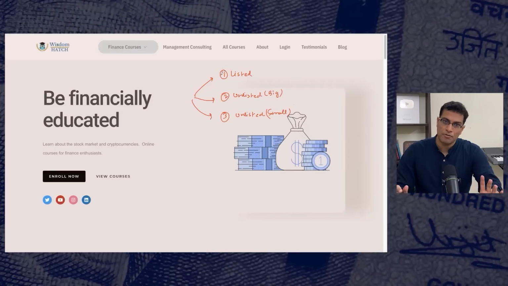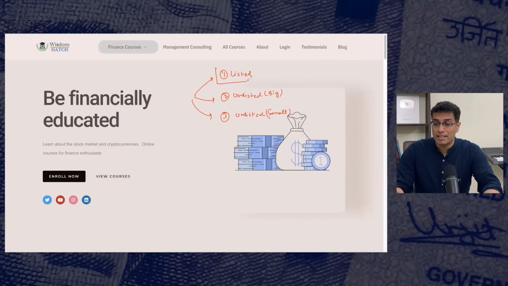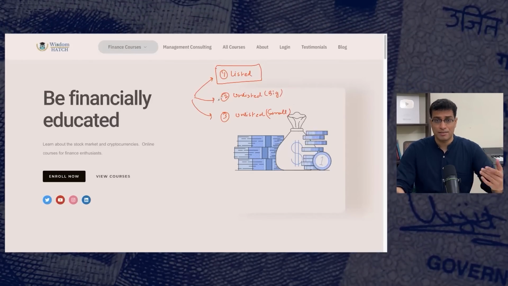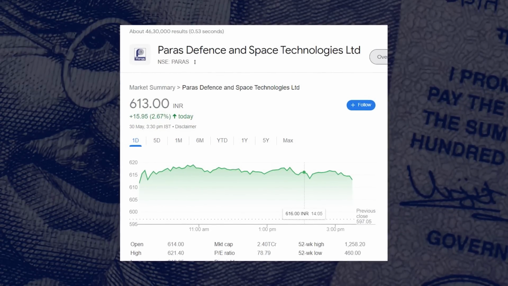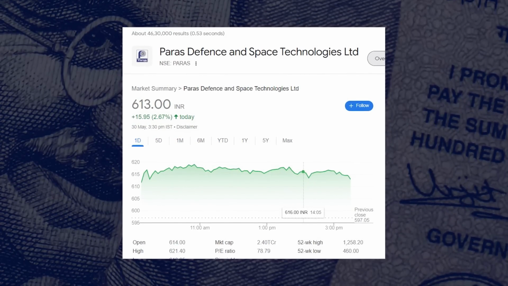So this is the landscape of companies that we have, and these can be categorized into 3 different types of companies. One would be listed companies. For example, Paras Defense is a listed company. You can go look it up. In fact, that is one of the stocks that I'm going to discuss very shortly. So it is a listed company.